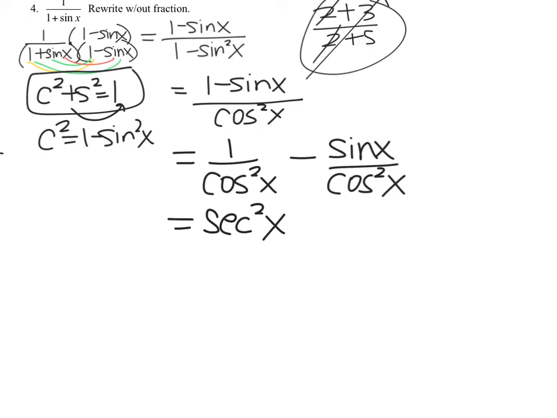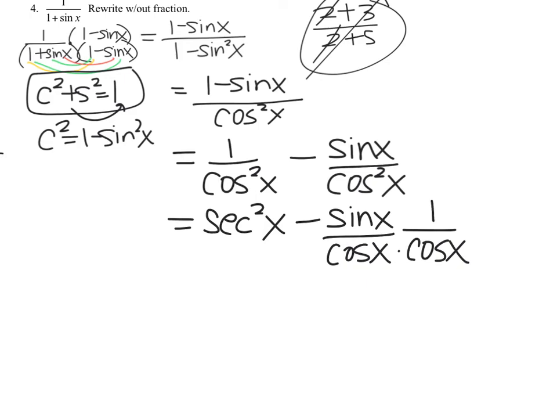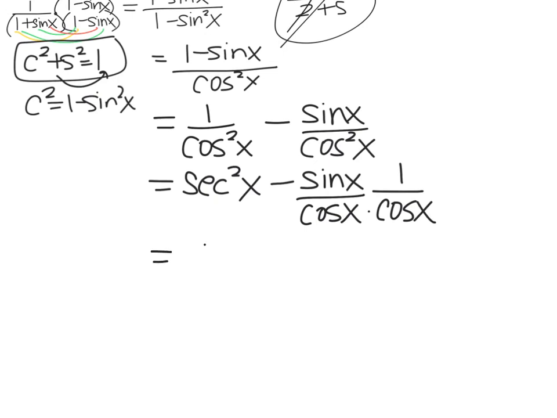Now I just got rid of the fraction. That's what I'm trying to do. Over here is a little tricky. Now watch this. I have sine x, and I have a cosine squared on the bottom. So I can write that as cosine times itself. You're allowed to do that. Cosine squared x is cosine times cosine. Sine is sine times 1. And so I have secant squared x.